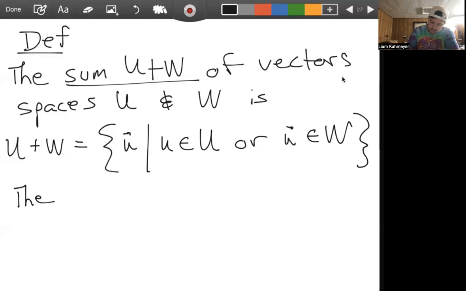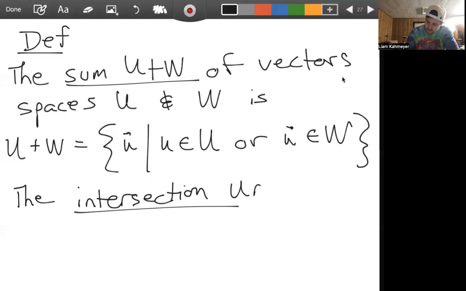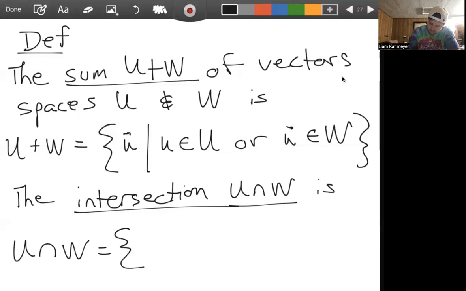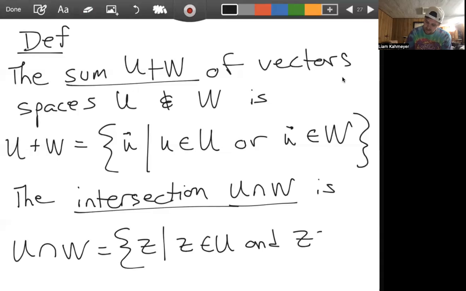The intersection, and this is the same notion here, so we'll write U intersect W is defined to be the following thing here. So we have U intersect W is equal to the set of points Z such that Z is an element of U and Z is an element of W.